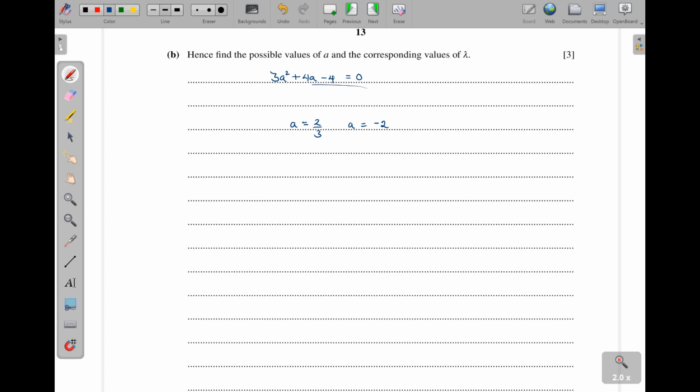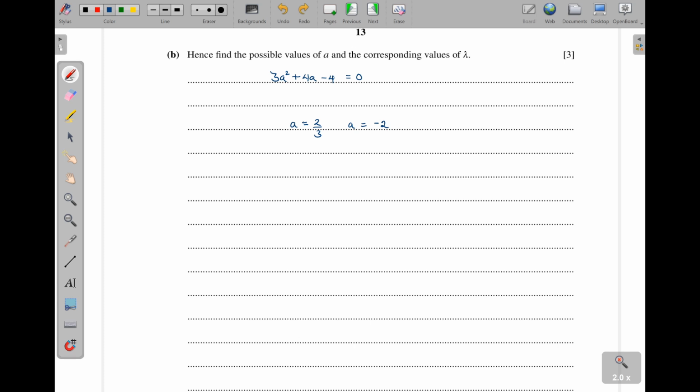Always leave space. You see that I've always left the space because I have to show the examiner that I've solved the equation. So I have to show that I have factorized, okay? Or you can use the quadratic formula, but don't just write these answers. You lose a mark.